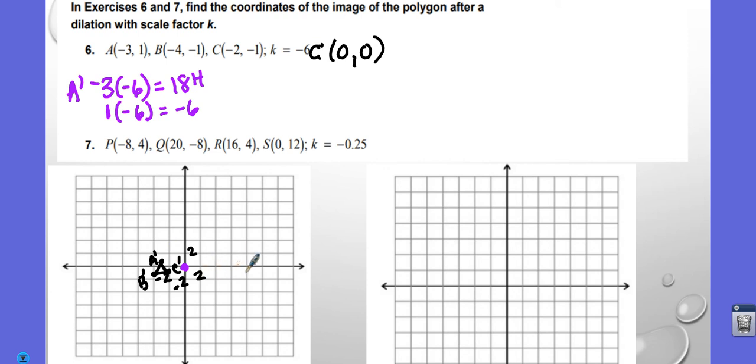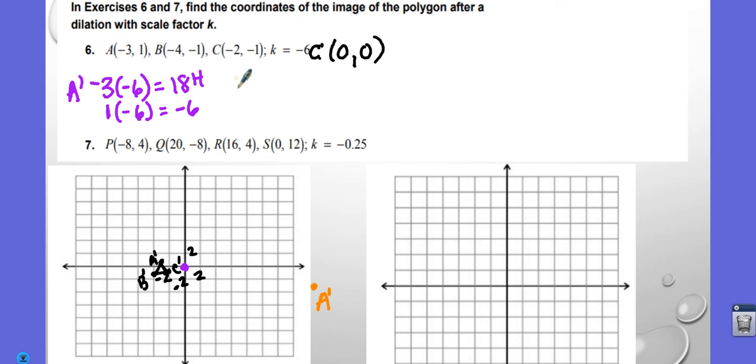So 1, 2, 3, 4, 5, 6, 7, 8, and 9. That would be 18. And then down 6. So 2, 3. That's about right here. And that's my A prime. And I'm too short.